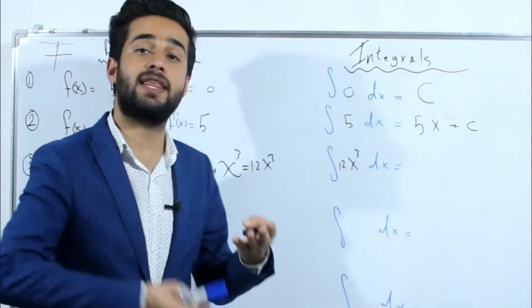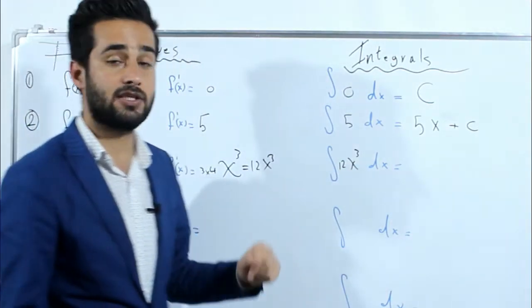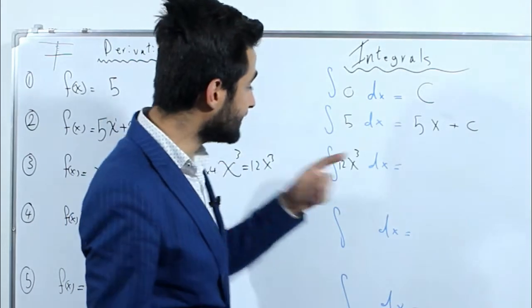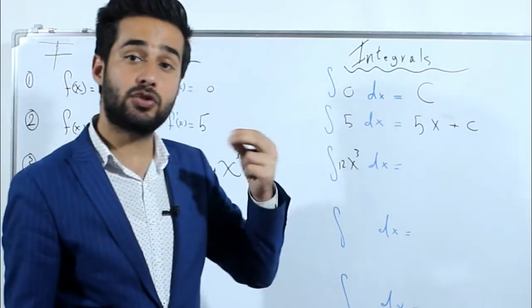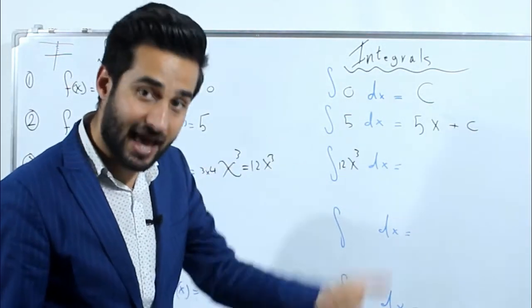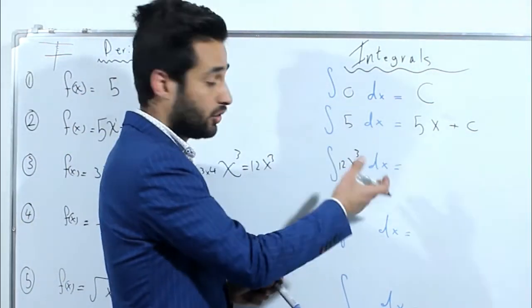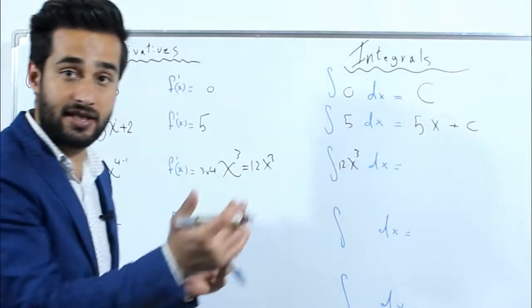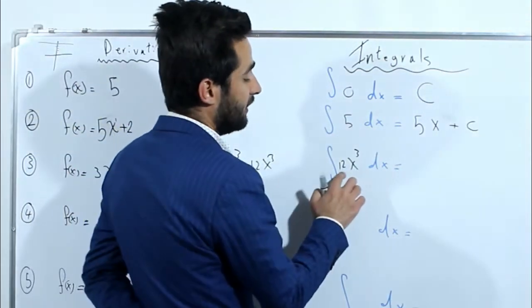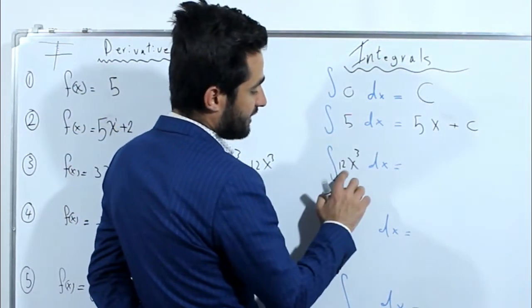We have to find the antiderivative by using integrals. Okay? And this dx means derivative with respect to x. So we will talk about this later, dx, dy, or any letter we have. Let's solve this. This is a constant number.